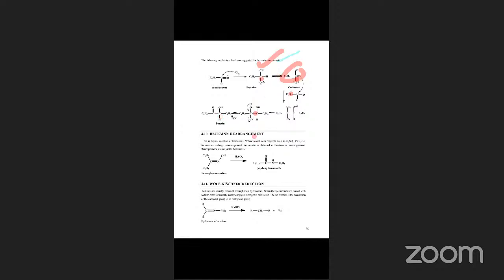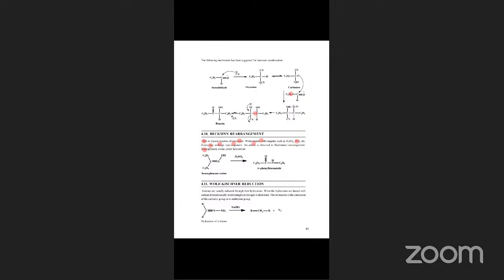Simply we say Beckmann rearrangement. Rearrangement means one position to another position, an alkyl group attached to carbon moving to another carbon or to nitrogen. This is a typical reaction of ketoxime: when treated with reagents like sulfuric acid or phosphorus pentachloride, ketoxime undergoes rearrangement. An amide is obtained in Beckmann rearrangement. Simply, benzophenone oxime yields benzanilide.